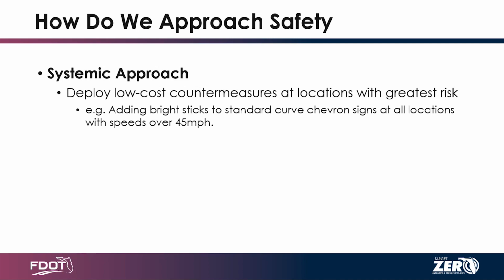A couple of examples in the state: we did the rumble strip initiative. We have the wrong way driving initiative, and there's also the railroad dynamic envelope. Those are all, I think, pretty good examples of systemic safety that the state has applied.